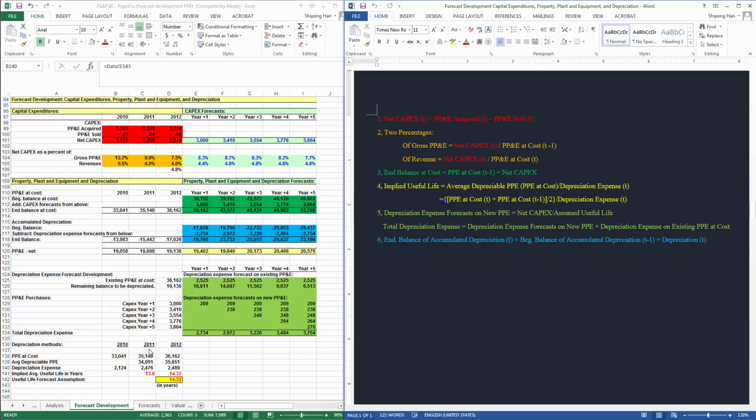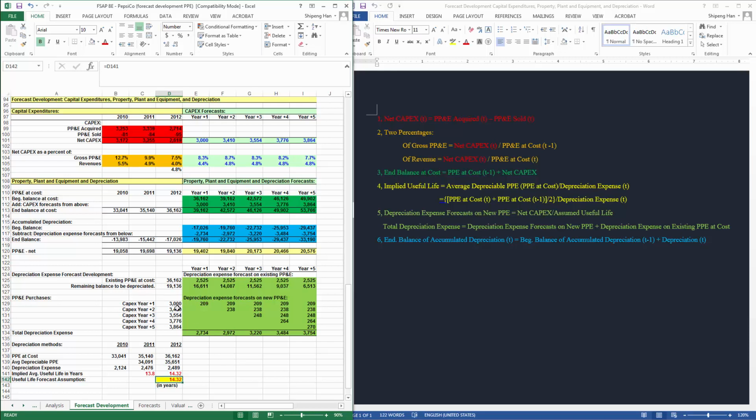So if we use the information for 2010 and 2011, the implied useful life is 13.8 years. In 2012, it is 14.32 years. So we just keep using the most latest information. Just assume on average the useful life of PepsiCo's PPE is 14.32 years.